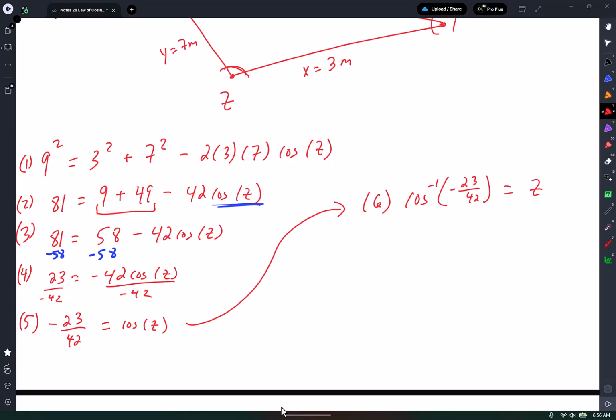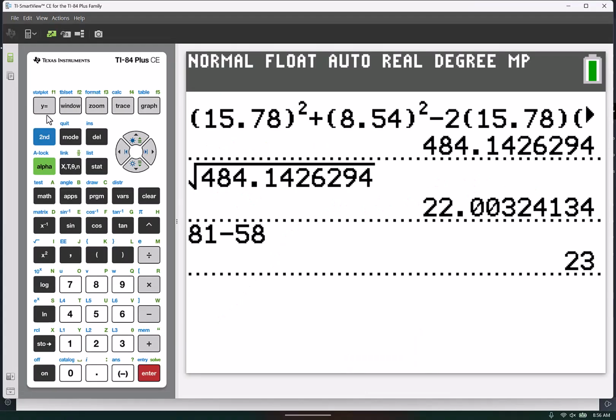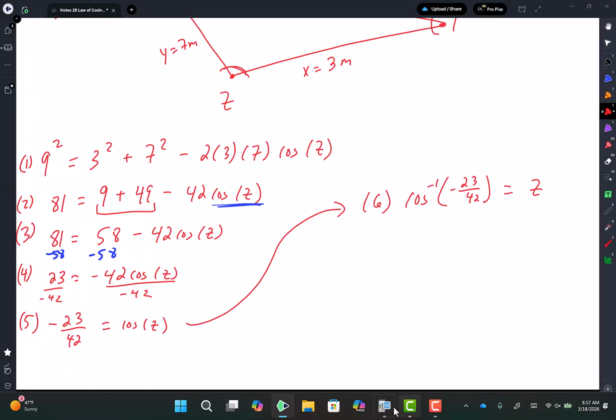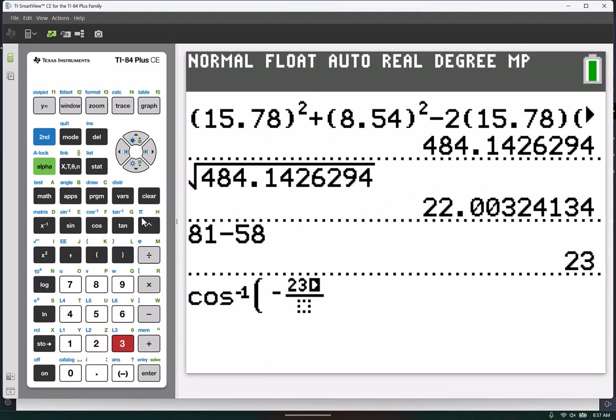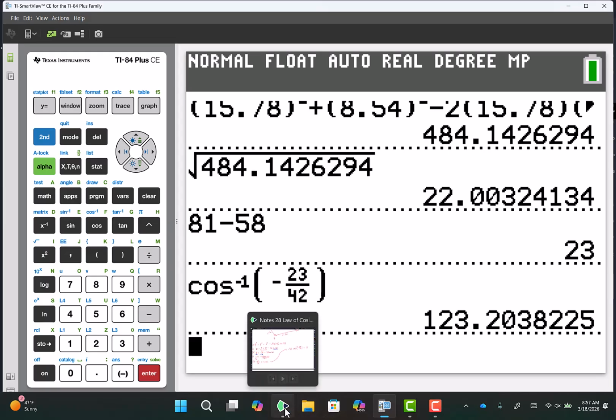I take the calculator, and I'll slow down. I'm just going to type that in. I'm going to go second arc cosine. There it is. I'm going to put the little fraction thingy. You don't have to, you can probably just type it in. And I'm going to put the negative on the front. Negative like that. And then I'm just going to type in the number, 23 over 42. And then I push enter. And there it is. 123.203 or 204. Three digits after the decimal always, unless otherwise told.